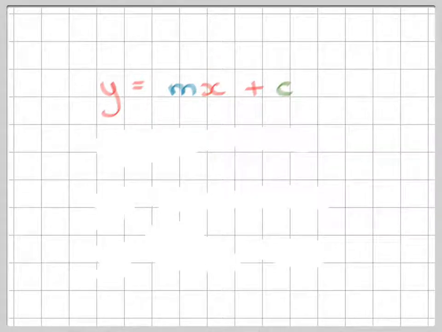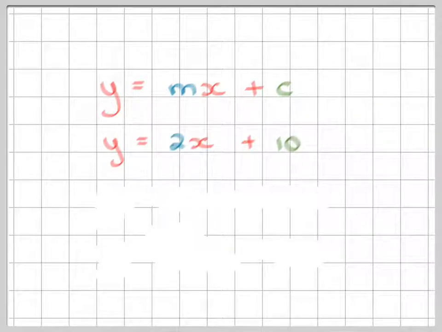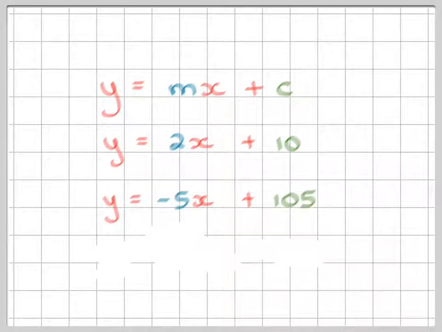But let's work with the slope first. Let's look at an example. What stands in front of x is going to be our slope. So here is an equation, y equals 2x plus 10. Our slope here would be 2. Okay, that's your gradient. Let's look at another one. y equals minus 5x plus 105. Your gradient or slope would be minus 5.